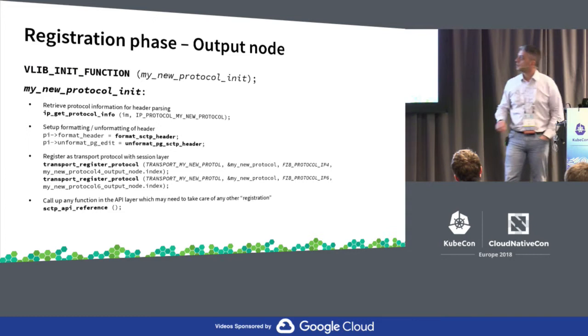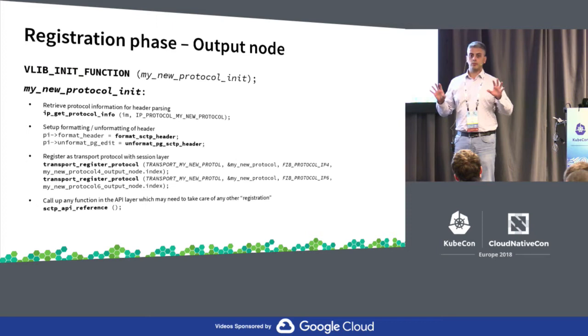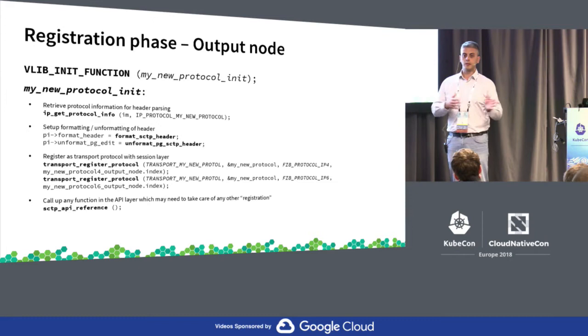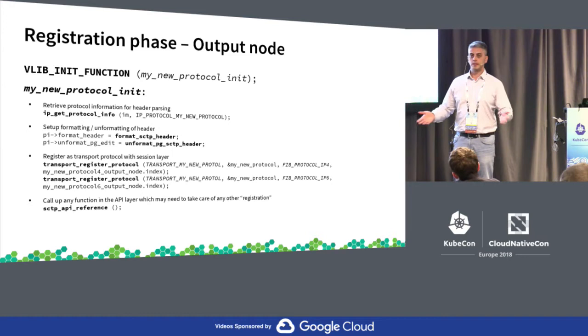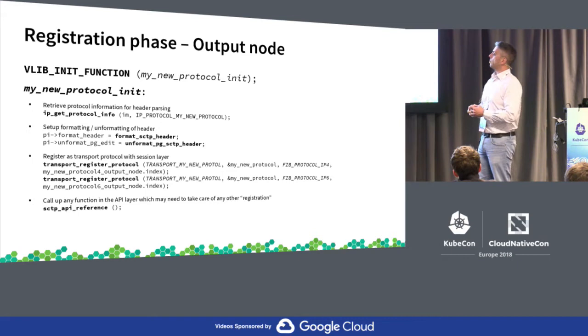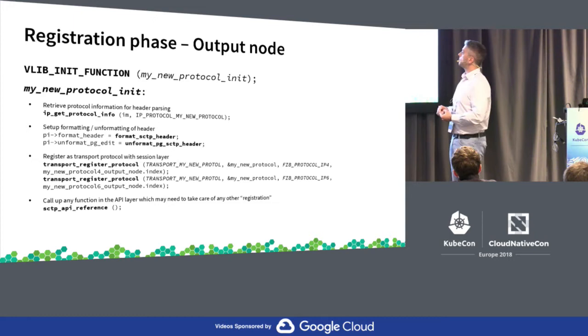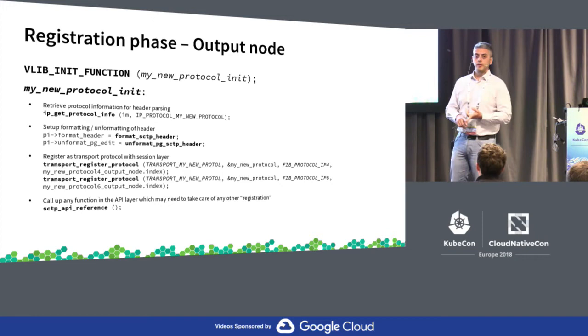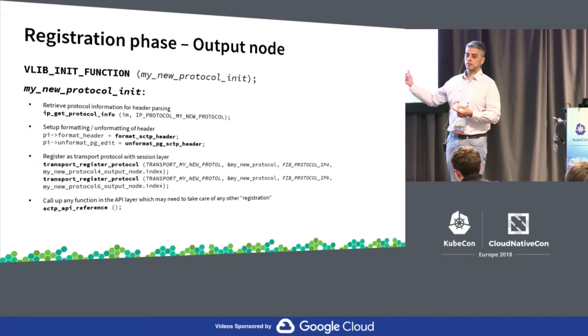So I liked the idea to divide the registration of this new protocol into distinct parts. One is the output or outgoing node, and the other one is the input node. So basically, the traffic that leaves my peer and the traffic that is incoming for me. So let's see, for the output node, there is the macro called VLIB_INIT_FUNCTION where you can pass in your init protocol function itself. And what is going to be done in this function? Well, you're going to retrieve the protocol information about this new protocol that you're going to implement. The function is ip_get_protocol_info. You're going to set up the formatting and unformatting of the headers. This is cool when you're going to deal with, for example, debugging and printing out information about the streams that you see.